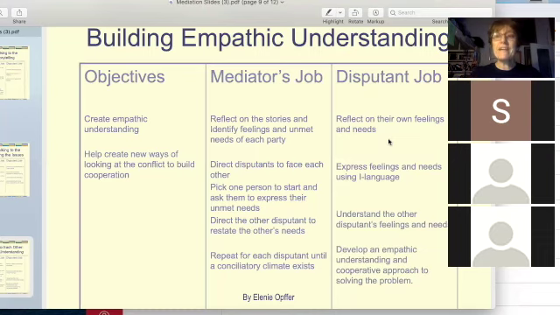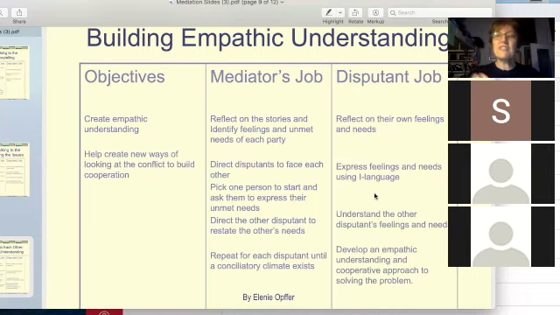So the people in it will feel greatly satisfied when the other person reflects back their feelings and their needs. When they feel understood by the other person, it's amazing what that does to de-escalate negative feelings and being upset. Okay. They'll get to express their feelings.